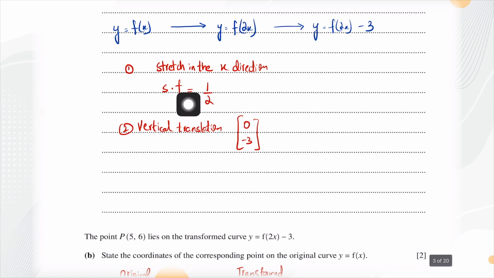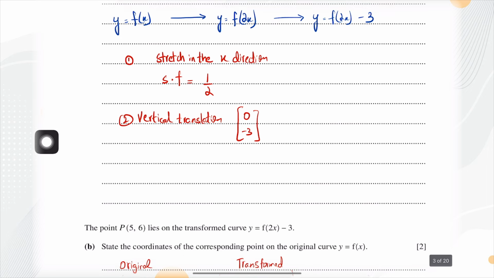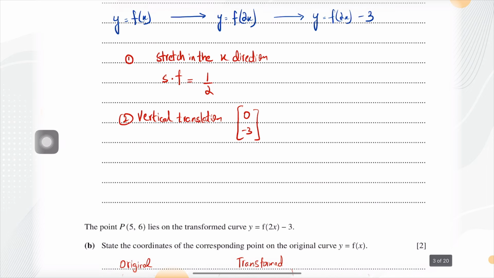Make sure that you don't miss the scale factor, and make sure that you don't miss the translation matrix, or the column vector, whatever you want to call it. And it's obviously important to use the correct terms. We don't say left, right, and all that. We just say it's a vertical translation. And when we say stretch, don't use horizontal stretch. Write it as stretch in the x direction.